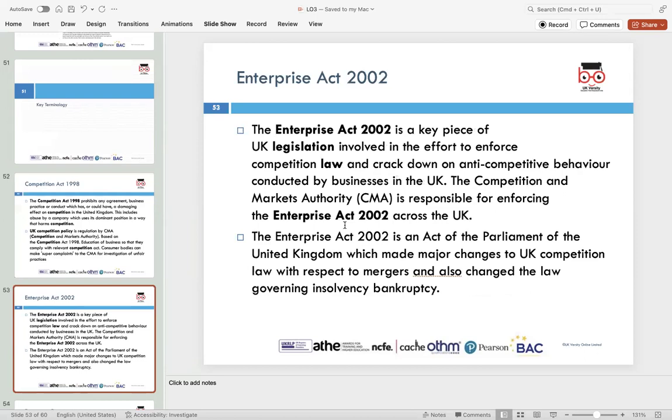The Enterprise Act 2002 is a significant piece of legislation that plays a significant role in the enforcement of competition law and the crackdown on anti-competitive behavior carried out by corporations in the United Kingdom. It is the responsibility of the Competition and Markets Authority to ensure that the Enterprise Act of 2002 is adhered to throughout the United Kingdom.